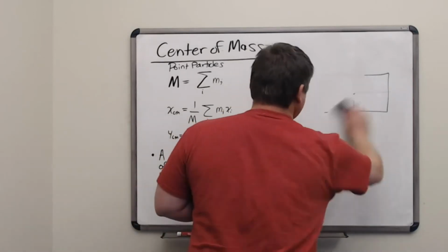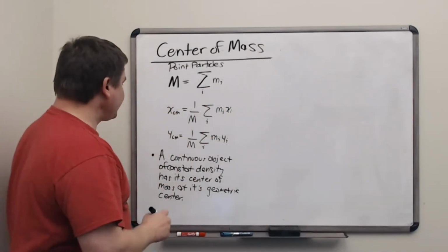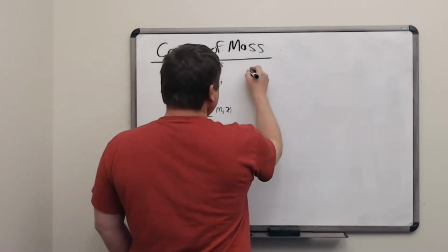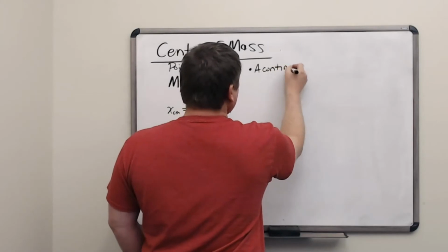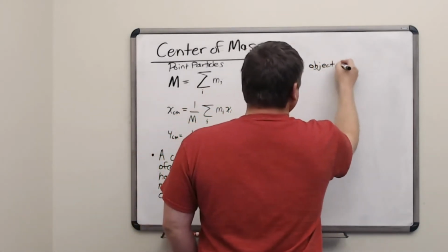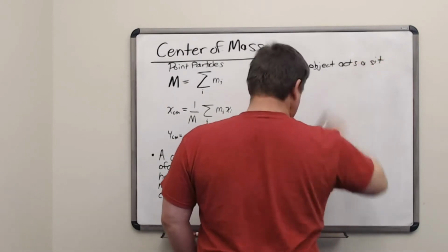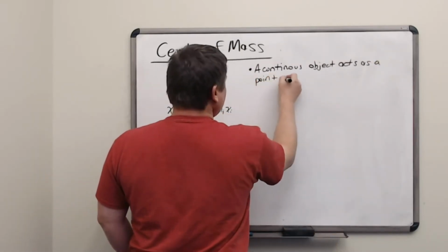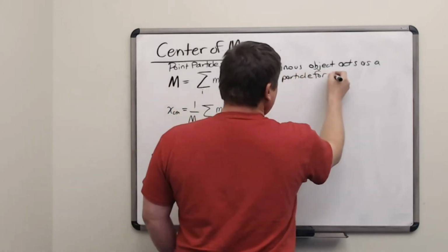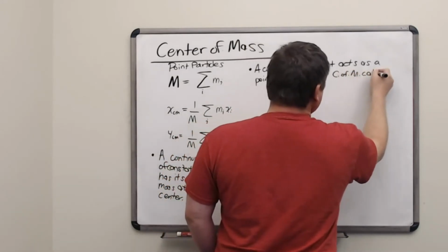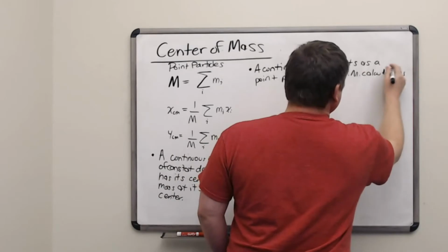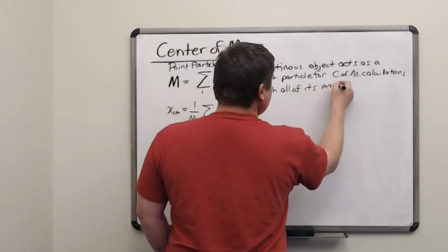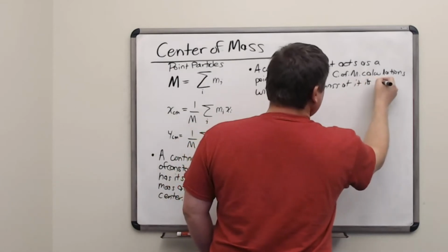Now the second part of this, which lets us apply this point particles idea to continuous objects, is that a continuous object acts as a point particle, for center of mass calculations, with all of its mass at its center of mass.